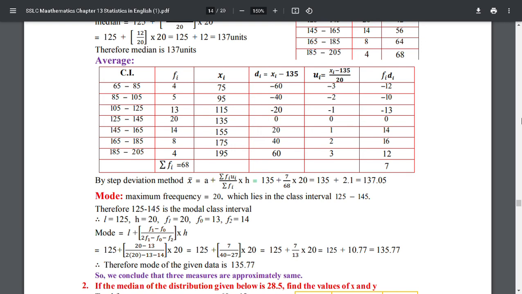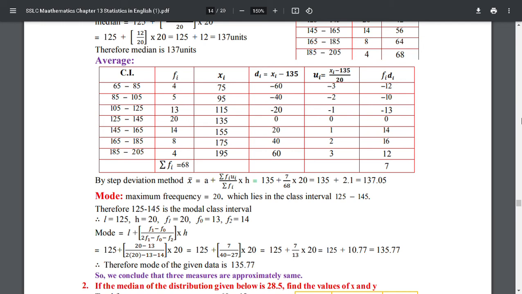Next we find Ui is equal to Xi minus 135 by 20. Minus 60 by 20 is equal to minus 3. Minus 40 by 20 is equal to minus 2. Minus 20 divided by 20 is equal to minus 1. 0 by 20 is equal to 0. 20 by 20 is equal to 1. 40 by 20 is equal to 2. 60 by 20 is equal to 3.